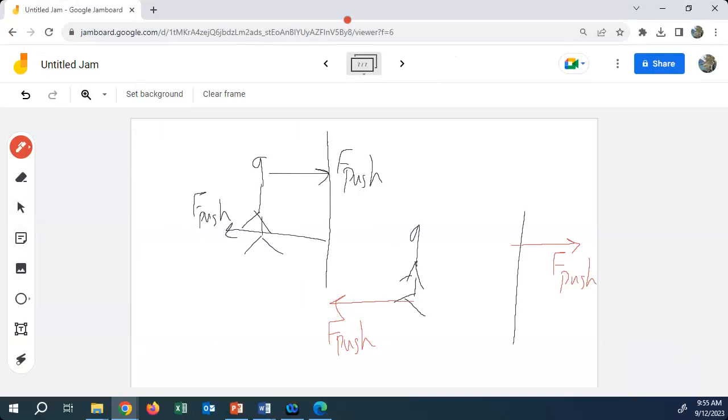What you can do to make it easier, because they are close, just separate them from each other, okay? And then say that the person is exerting force on a wall, F push, and based on Newton's third law, the wall is exerting the same force on the person. How can I draw the forces? Like this. We have two objects. F push, F push.